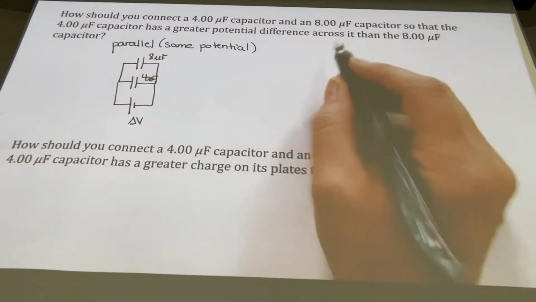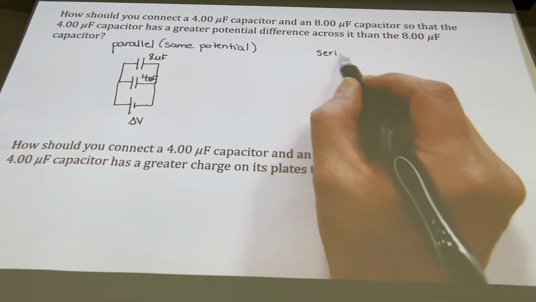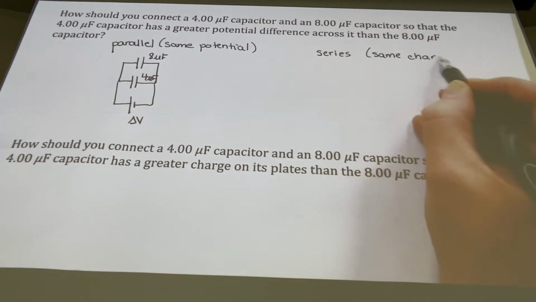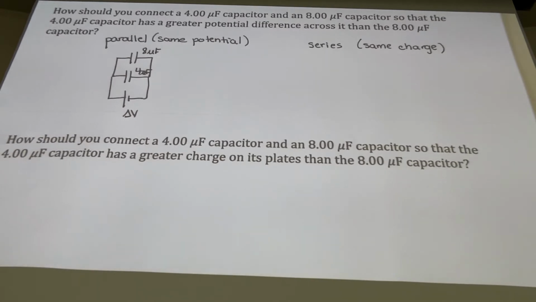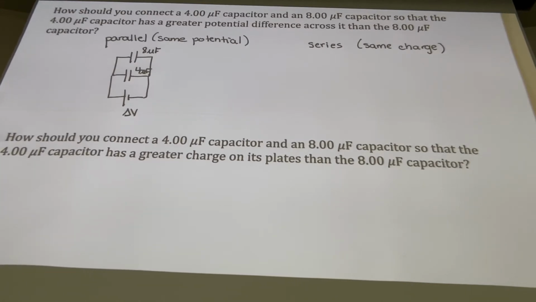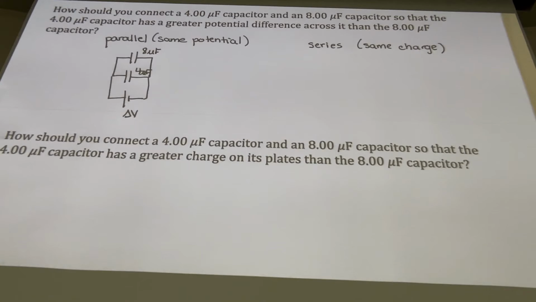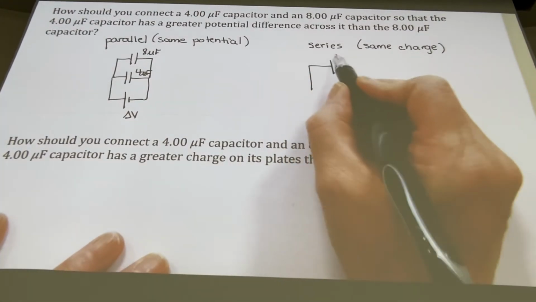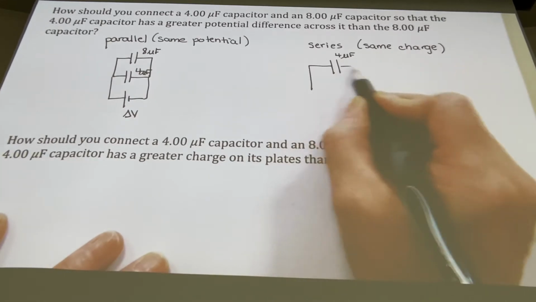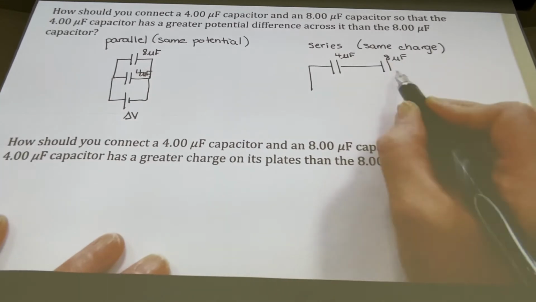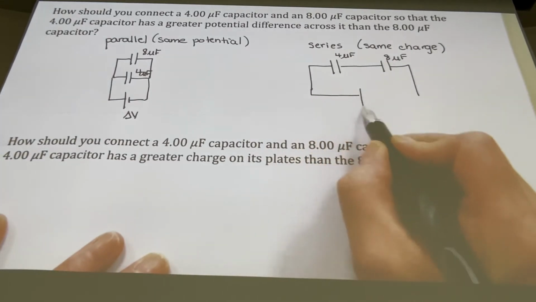Let's go to our series combination. For series, we remember same charge. As soon as we write that down, we think, okay, series could be our answer. If it has the same charge, different capacitances, it's going to have different potentials. So we've got some hope here for this one. Let's draw them in series. So here's my first capacitor, 4 microfarads. Here's my second capacitor, 8 microfarads. And here's my battery with potential delta V.